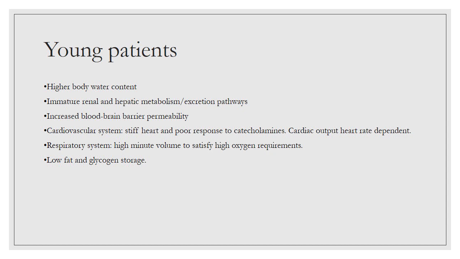In order to build up their cardiac output during anesthesia, the better way is to use atropine or glycopyrrolate to increase the heart rate, because their cardiac output is heart rate dependent. Higher body water content means we may need to give a higher fluid rate to young patients during anesthesia than older patients. Certain drugs, such as gentamicin, should not be used on young patients because they don't have mature renal function.